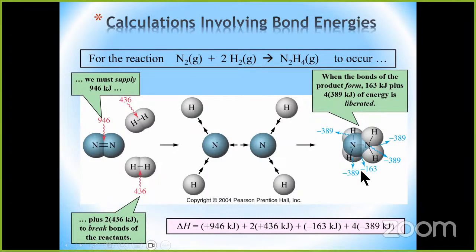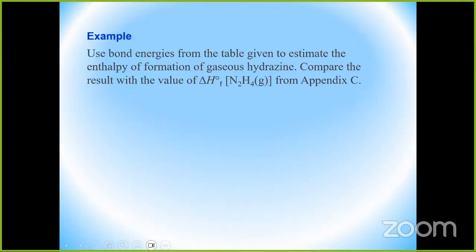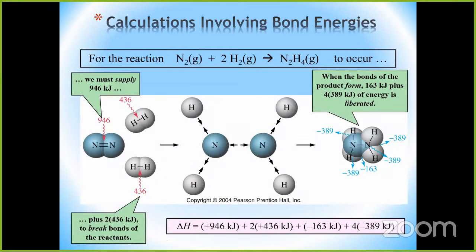Now, as far as the bonds being formed is concerned, the amount of energy produced for the nitrogen to hydrogen bonds to form is minus 389. It's negative because it's an exothermic process. The bond is being formed, and therefore energy is released. And there are 4 of those bonds, so it will be 4 times minus 389. Then we also have to take into account the nitrogen to nitrogen single bond. If we look it up, the value is 163, but it must be negative because the bond is being formed. And then we find the total.